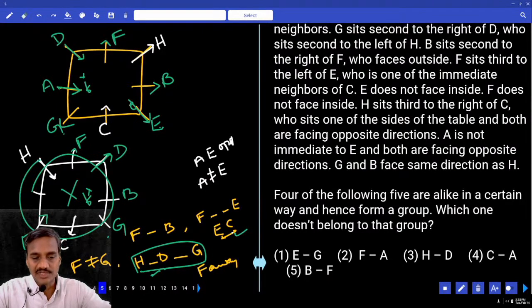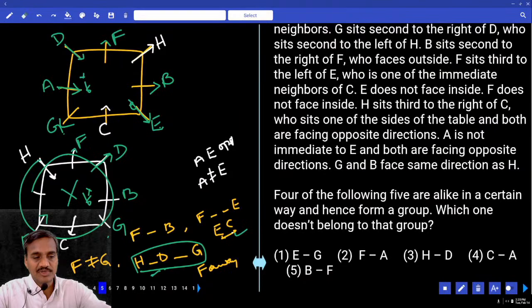Then, check out the direction. E and G: E is second to the left of G. F is second to the left of A. H is second to the left of D. And C is second to the right of A. And B and F: B is second to the right of F. In that one also, you are not getting the same.